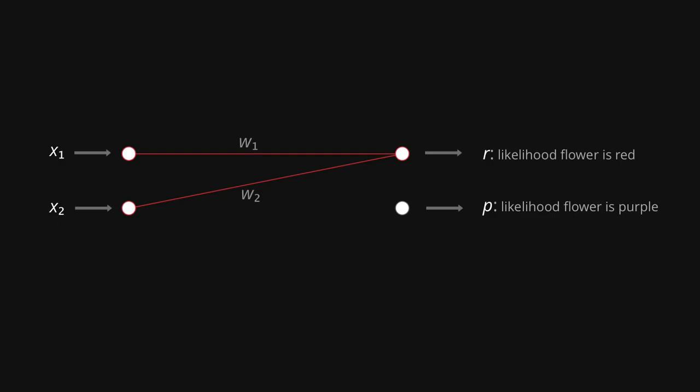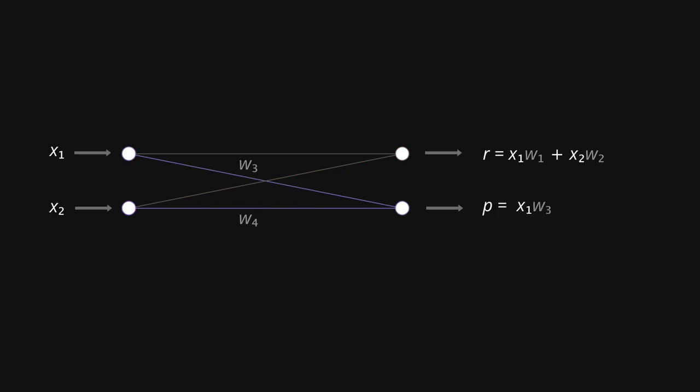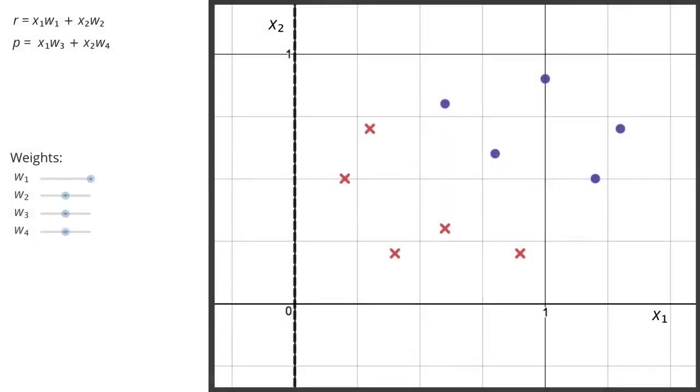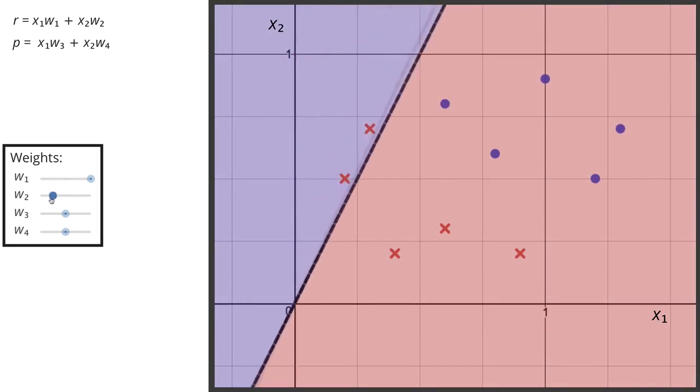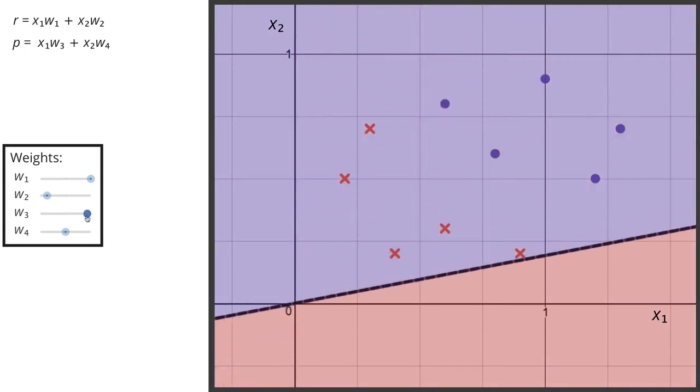So then R, the likelihood of a flower being red, is given by the equation x1 times W1 plus x2 times W2. We can then also connect the second output neuron to the two input neurons to calculate P, which is equal to x1 times W3 plus x2 times W4. Returning to the graph, I'll color the region where R is greater than P in red, and where P is greater than R in purple.